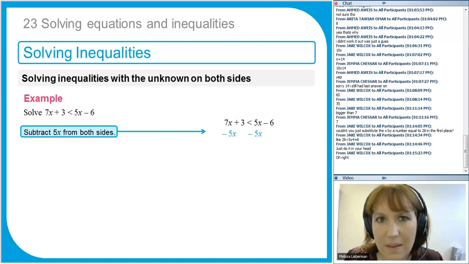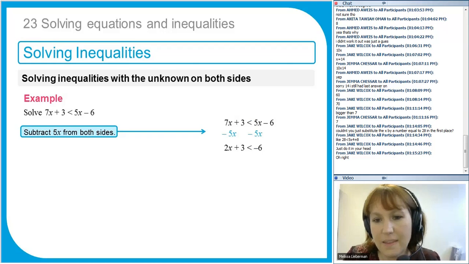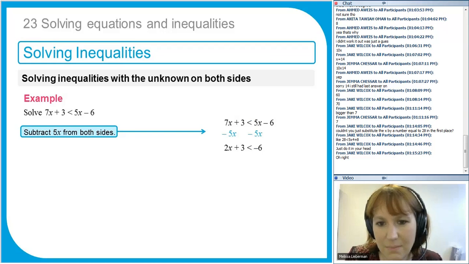If we take away 5x from both sides, just to get all of the x's on the left-hand side, we have 7x minus 5x, which is 2x, plus 3 stays where it is. So I have 2x plus 3, and then 5x minus 5x leaves me with the minus 6. Don't forget the minus sign in front, that stays in front of the number.